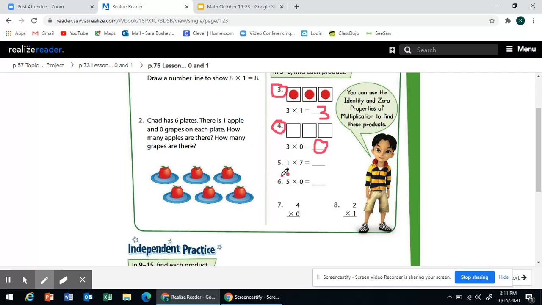And I'm going to circle question number 6 and question number 8. I'm going to give you about 30 seconds to answer question 6 and question 8. Really think about what the factors mean. What do they represent? You have a 5 times 0 and then a 2 times 1. Please begin.